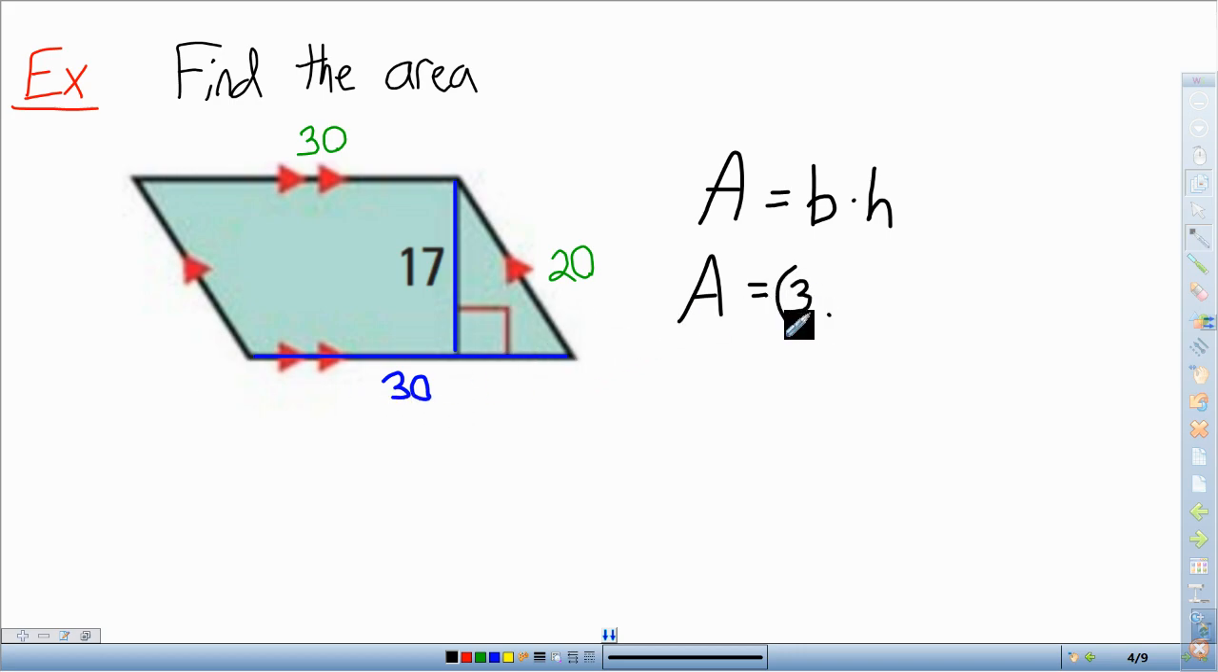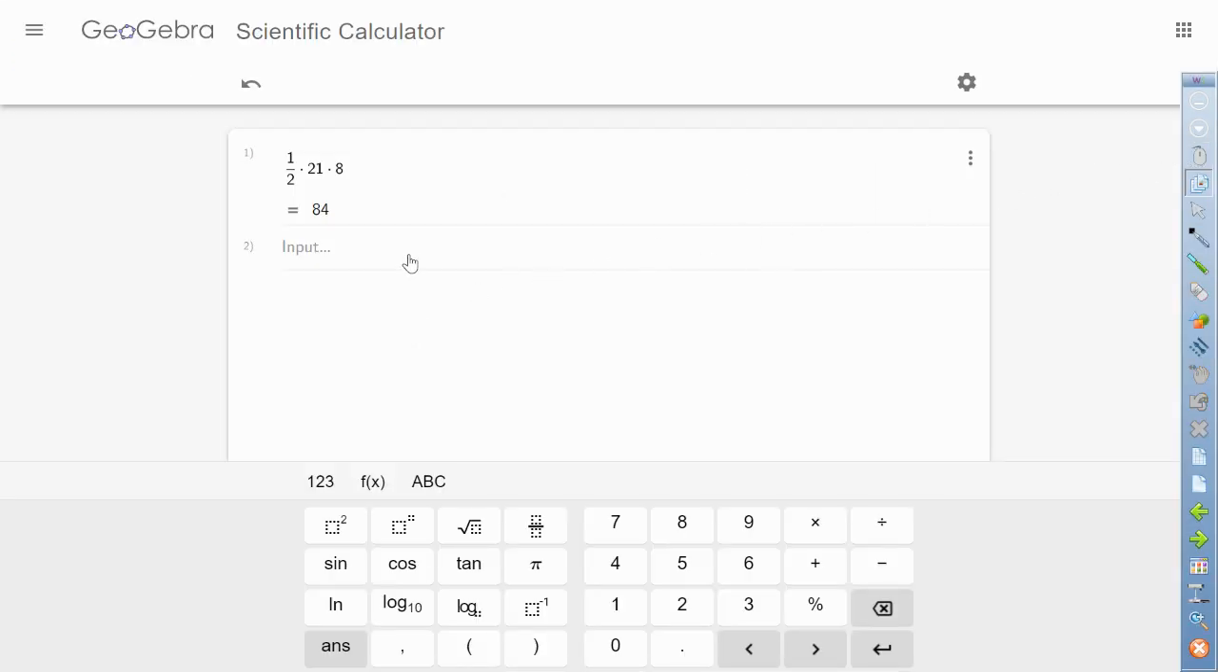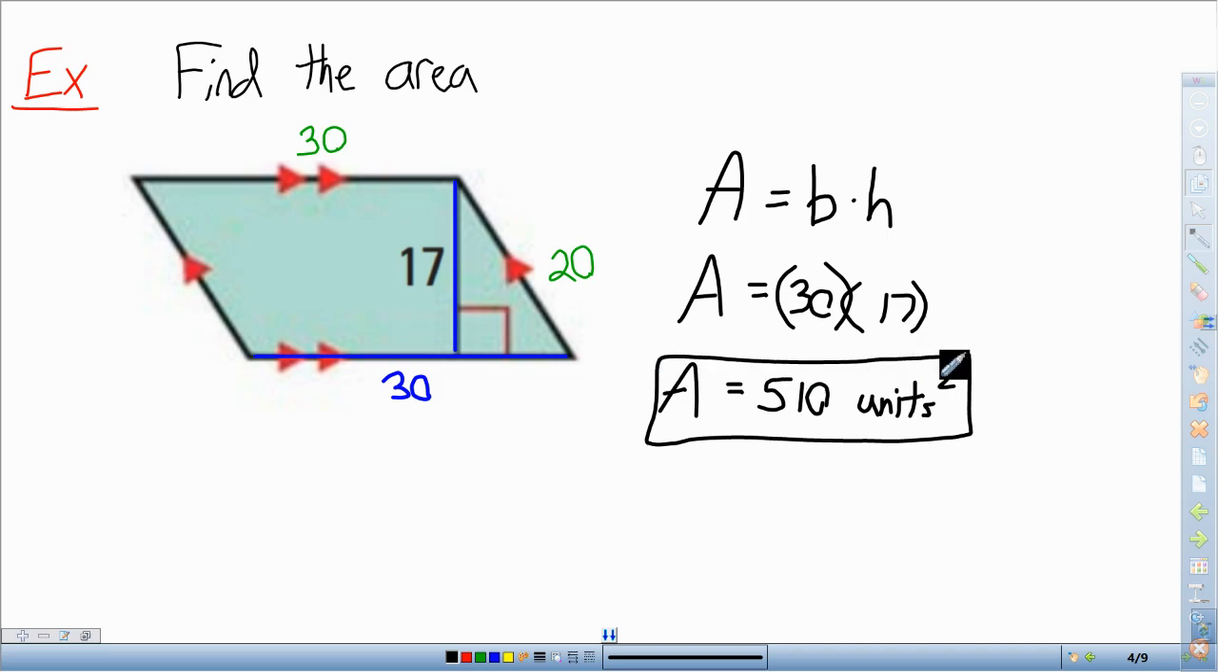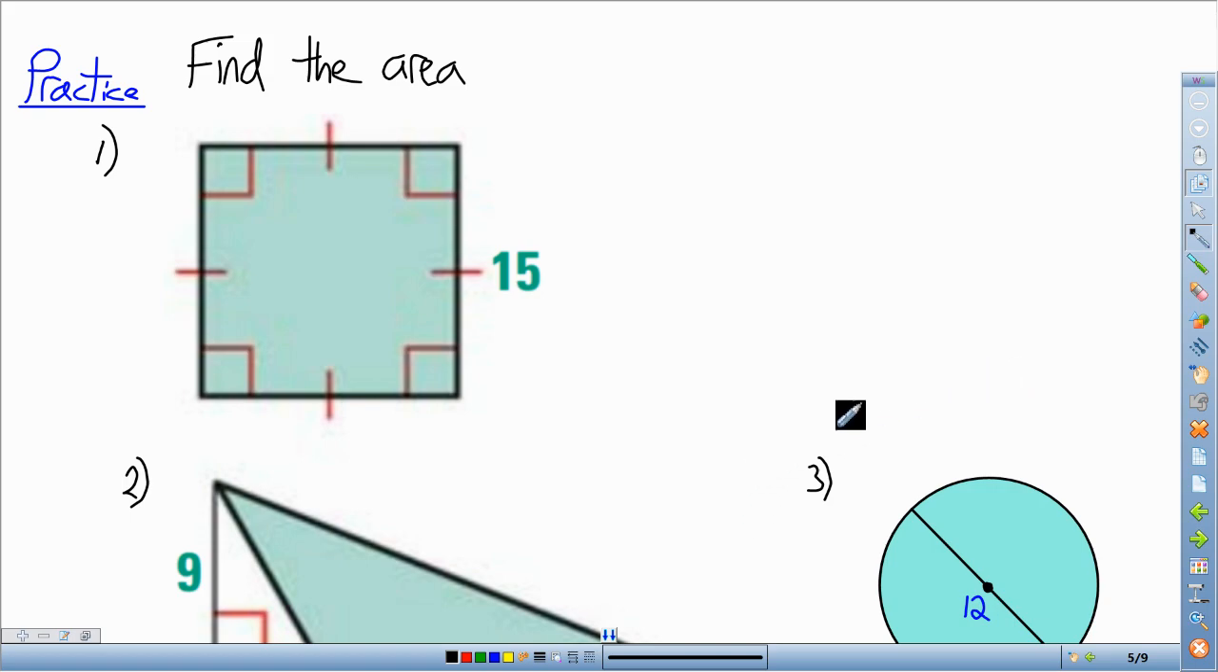So the base of my parallelogram is 30. The height is 17. Going back to my calculator, 30 times 17. Looks like I'm getting 510. Okay, 510. And again, let's just point out it would be in units squared. Really easy formulas, but just make sure you're picking the right numbers. That's about it.